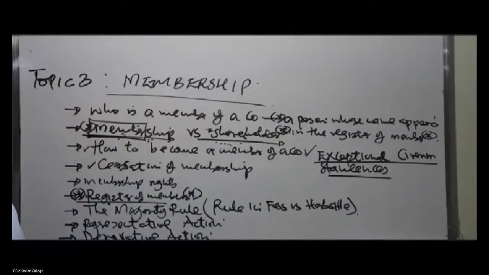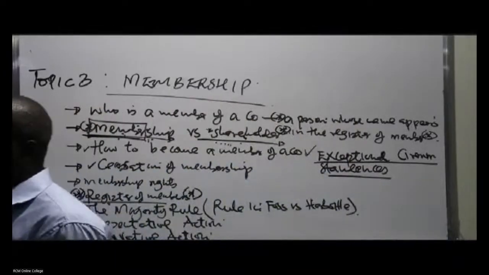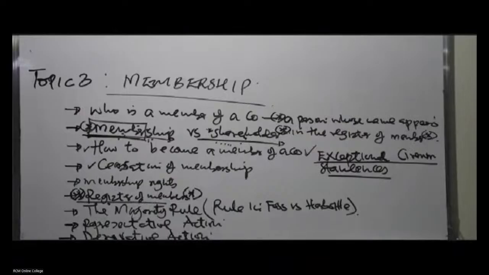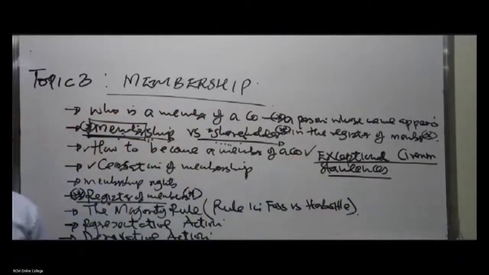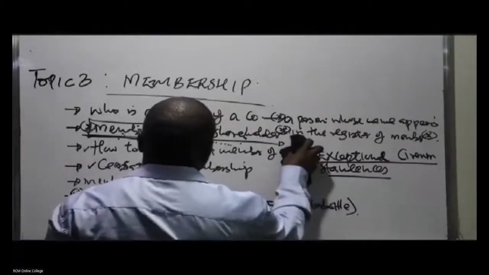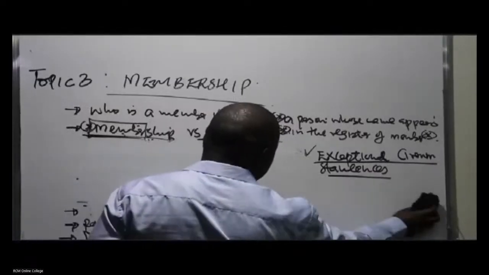What are these few exceptional circumstances? Number one is in a company that is limited by guarantee. Remember, we learned about a company limited by guarantee. We can have a company limited by shares and we can have a company limited by guarantee. So in a company limited by guarantee, there are no shares and therefore there are no shareholders. We just have members who have agreed to contribute a certain amount towards the assets were the company to be liquidated. So we can have exceptional circumstances where one is just a member of the company and is not a shareholder.